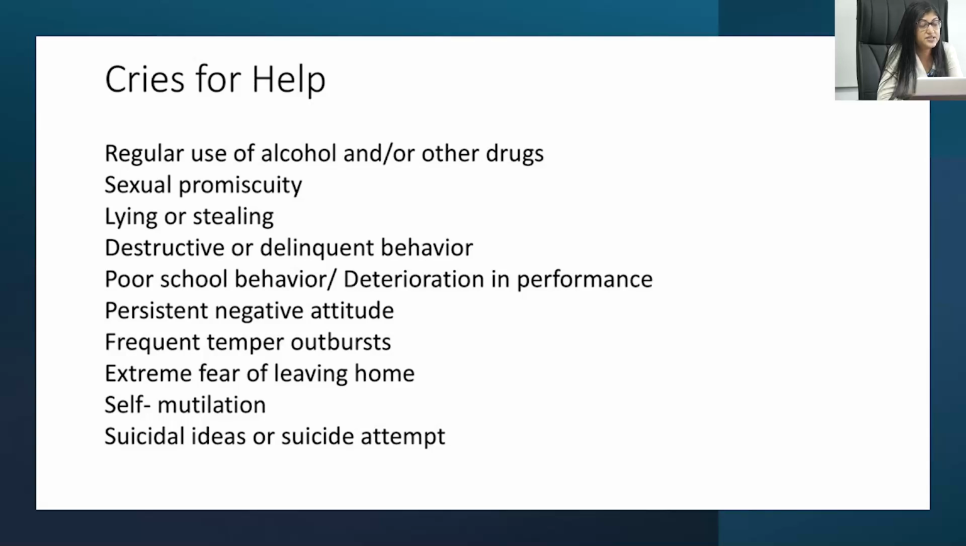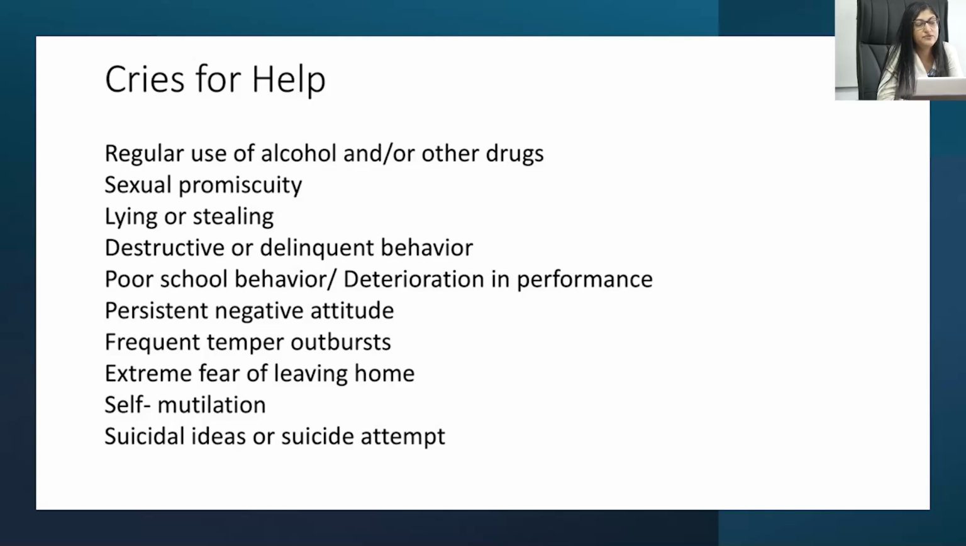And then there could be isolation, poor academic performance, and persistent negative attitudes towards the self and their surroundings, and frequent temper outbursts. So these things are significant. This is not normal. And to the worst extent, if we talk about self-harm, self-mutilation, suicidal ideation and attempts, now this is not the normal adolescent behavior. We need to intervene, engage with this young person and see what is actually wrong with this child. So these are the cries for help that we need to be vigilant of.